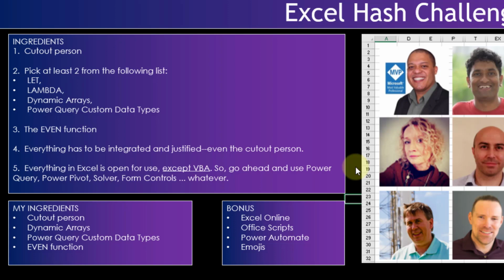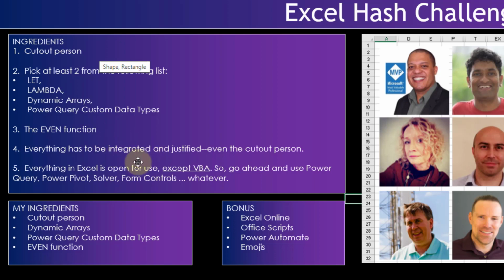The ingredients that I had to work with were a cutout person, and then we were able to pick two items from this list. So we had the LET or LAMBDA function, dynamic arrays, and Power Query custom data types. And then we also had to use the EVEN function. Not one I use regularly, but it's in there. And then we had to build a solution that integrated all of those features in Excel.